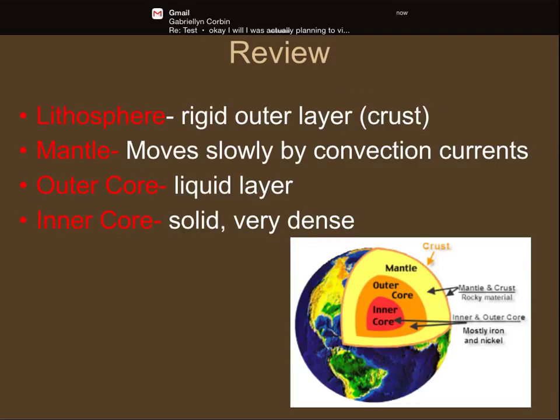And then in review, the lithosphere is a rigid outer layer, or the crust. The mantle moves slowly by convection currents. We said it's like hot blacktop. The outer core is a liquid layer, and the inner core is solid because it's very dense, and I'll put high pressure here. All right, that is all.